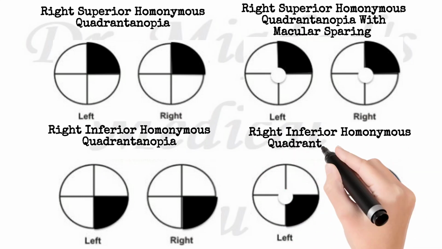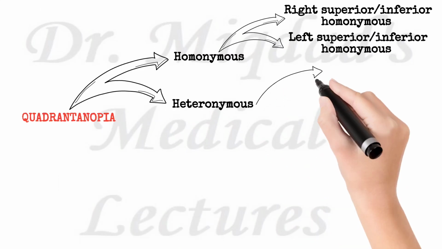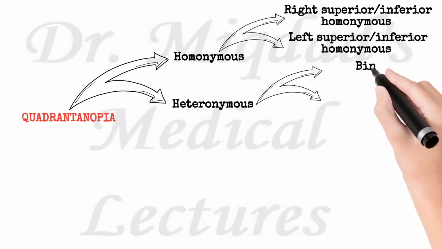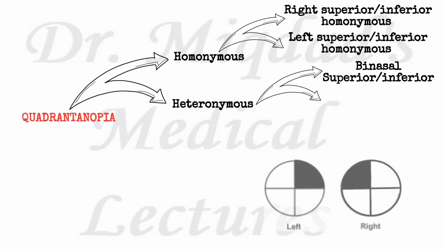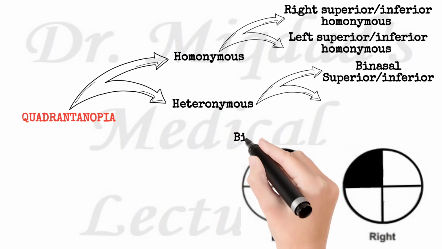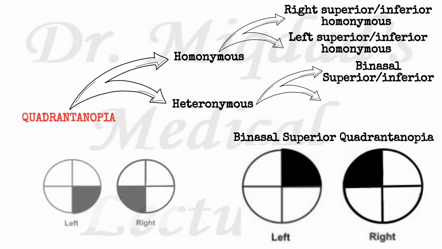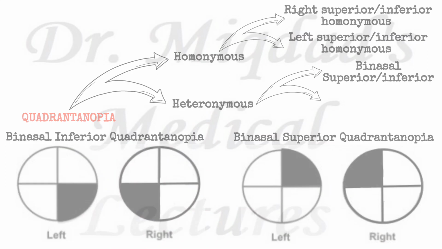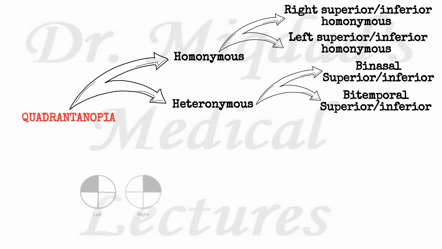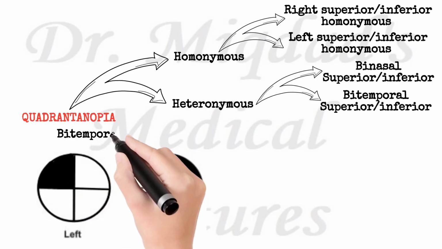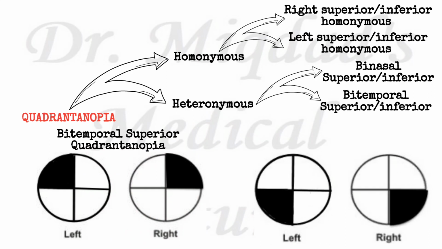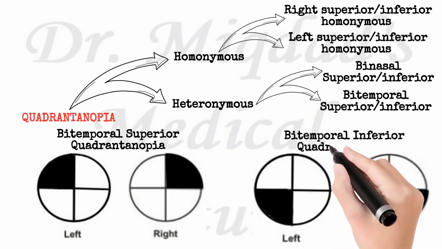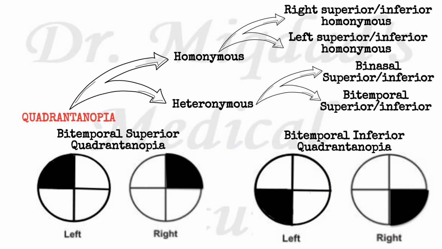Whereas in case of heteronymous quadrant anopia, it may be binasal superior quadrant anopia or binasal inferior quadrant anopia, as shown in the images below. Or it may be bitemporal superior quadrant anopia or bitemporal inferior quadrant anopia, again as shown in the images below. Quadrant anopias may be produced by temporal, parietal or occipital lobe lesions or lesions in optic radiations.